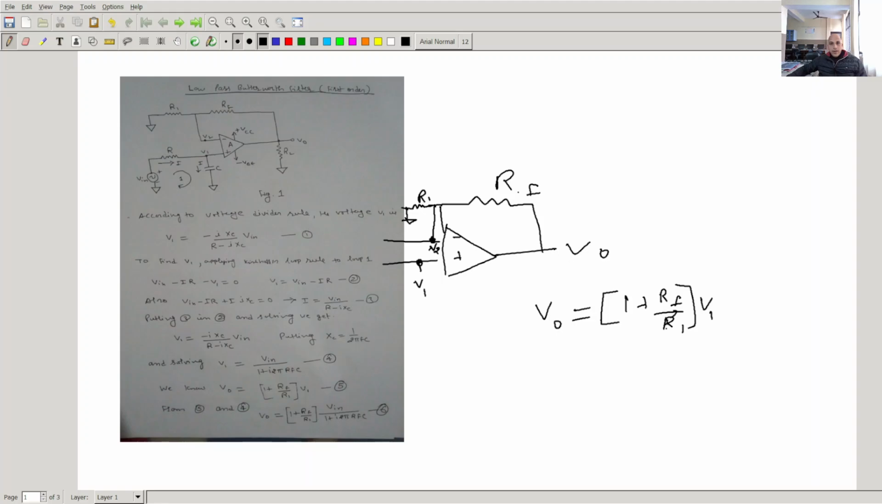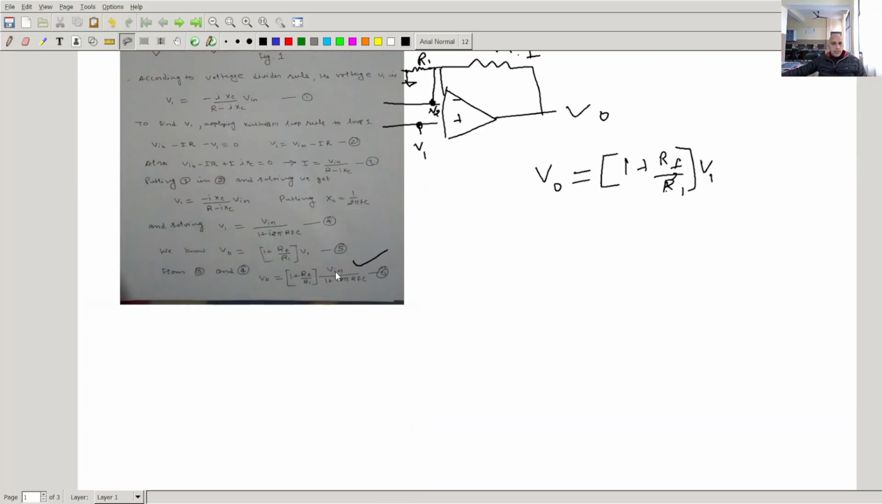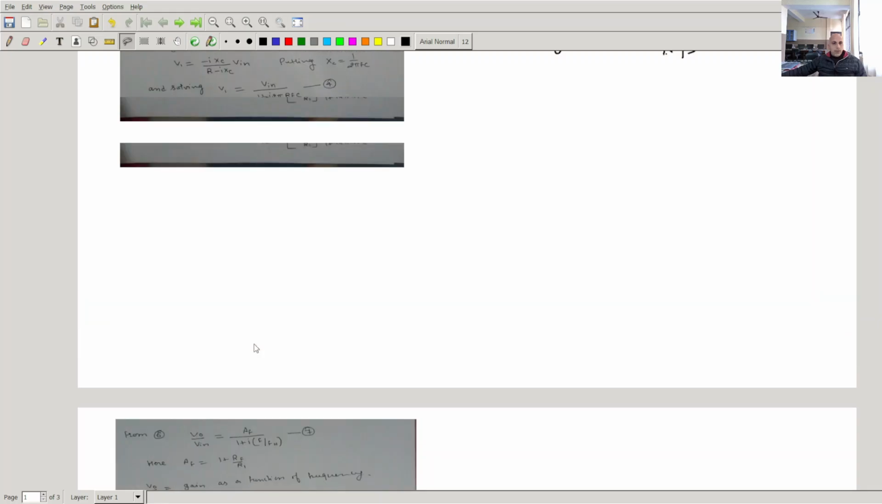So now we have found the value of B1, and we can put this value here. So then we will get the value of V output. So in this next step, you can see here in this equation, V output is equal to 1 plus RF upon R1, V in upon 1 plus iota 2 pi RFC, right? So then we will solve this equation. V output, V input will be taken toward this side. V output upon V input, AF upon 1 plus.